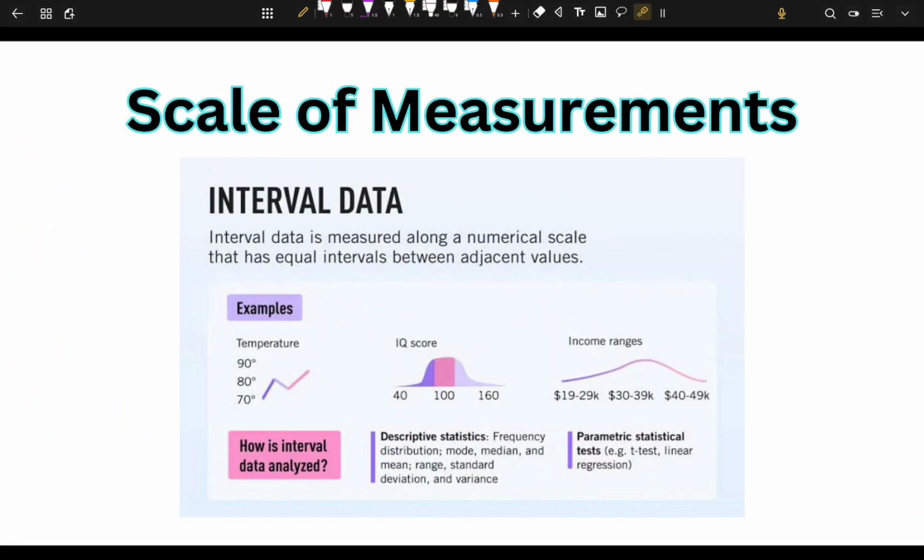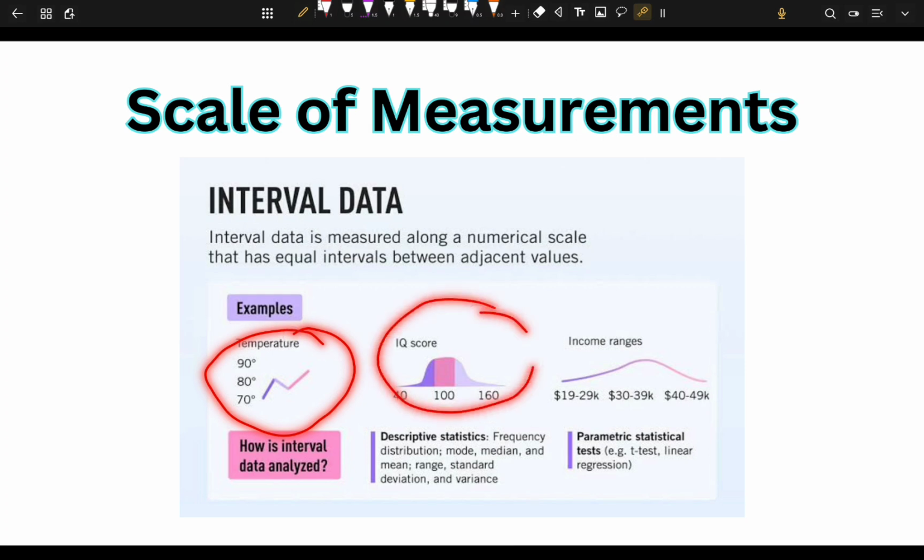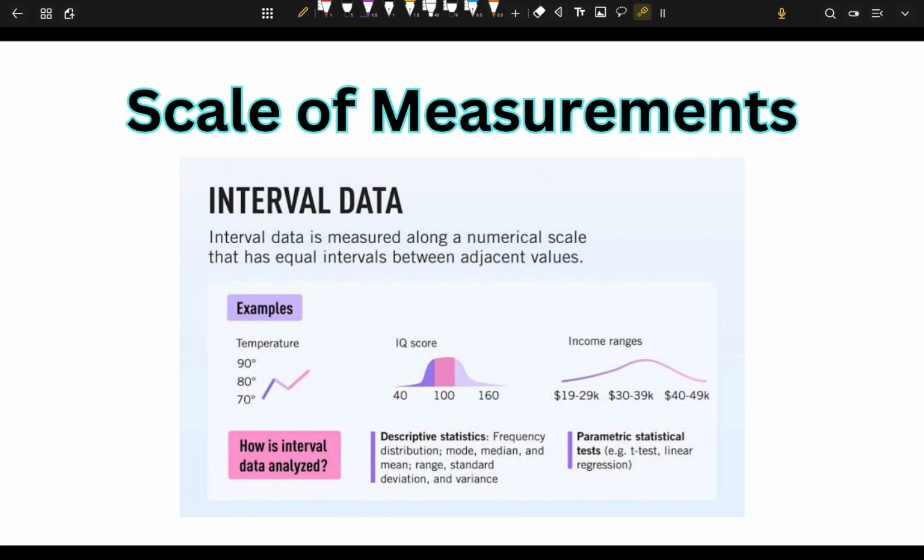Interval data is measured along a numerical scale that has equal intervals between adjacent values. Example natin, we have the temperature, the IQ score, and yung ating income ranges. Paano natin ina-analyze yung interval data? Frequency distribution table, the mode, median, and mean, range, standard deviation, and variance. Parametric statistical tests na pwede natin gamitin is yung t-test and linear regression.